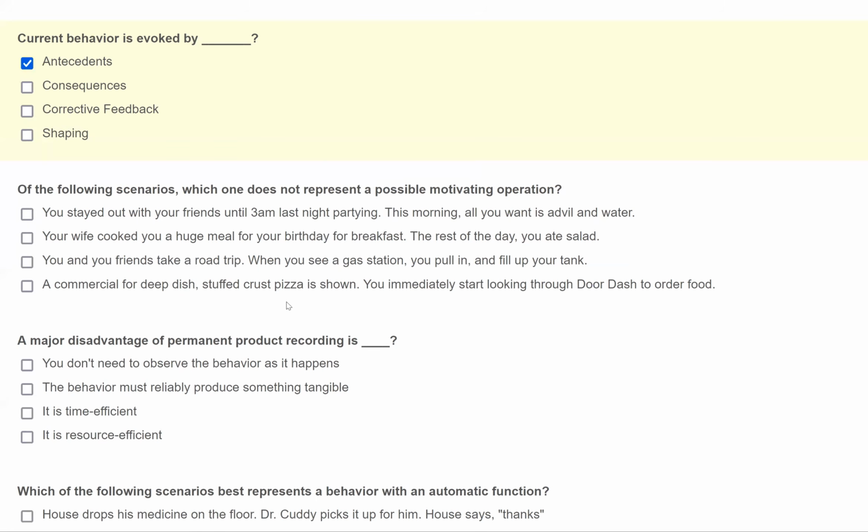And then D, a commercial for deep dish stuffed crust pizza is shown. You immediately start looking through DoorDash to order food. Does the commercial signal that pizza is available? It does not. It might make you want pizza, but it does not say it's available. It makes you want it, makes it an MO.